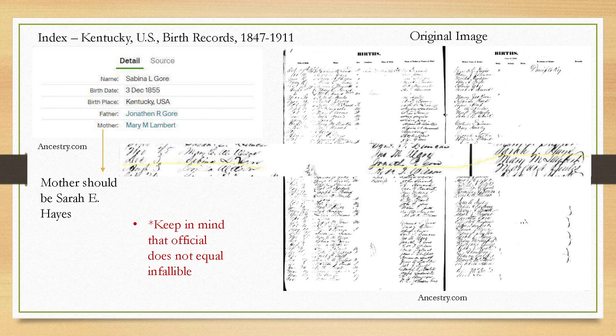So what happened is whoever was writing it down squeezed all of the mother's names and shifted them up. So if you look there, if you go straight across, there's Mary Lambert, but the name above it, Sarah E. Hayes, is the woman's actual mother. So this is one of those where the indexer, again, not to put blame on indexers, but you're just following what you should, which is you go straight across, but in this specific document, that's not going to work because of how the original document was written.